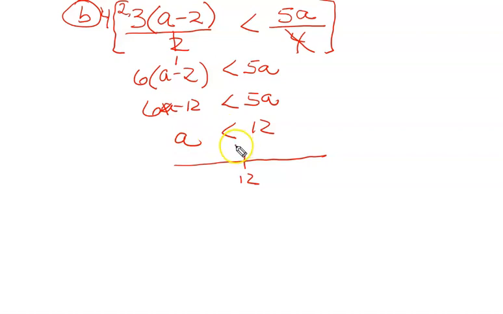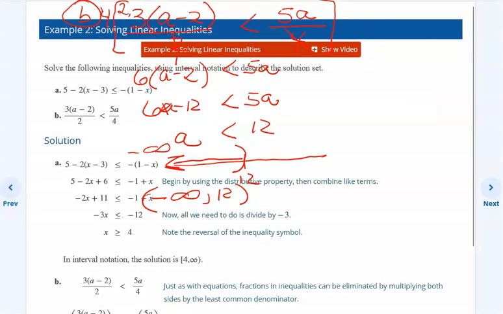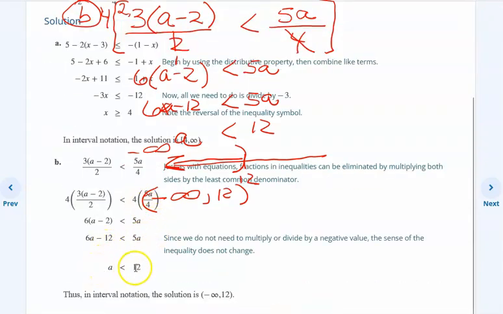So I'm going to use a parenthesis. And it's coming from negative infinity. Putting that into interval notation, negative infinity, comma 12, using the parenthesis. Again, the 12 is not included in the set. Let's check this out. Pause, move it down, and there's the work, and it checks out. Again, you can always pause.